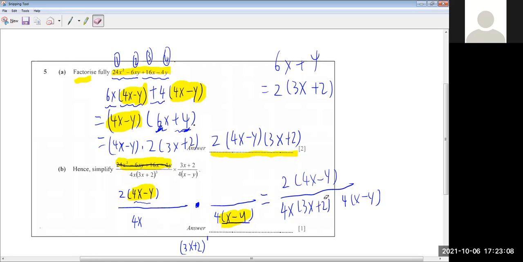Okay, for this, I hope you can see the 2 here and the 4 here, you can simplify. So the 2 here divided by 2, you get 1. The 2 here and the 4 here, if you take out the 2, you will get 2 here. So if you simplify it further, you will end up with 4x minus y over 4x, 3x plus 2, and then x minus y. And then can you see that there is a 2 in front? This 2, you can actually times the 4 here, you will get 8. So this is the final answer.